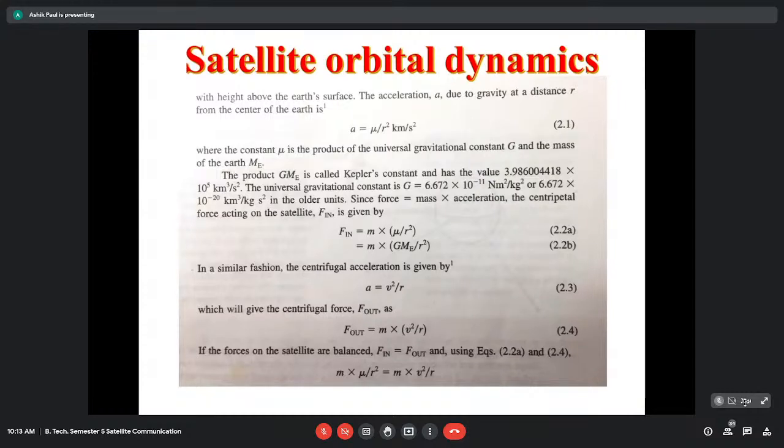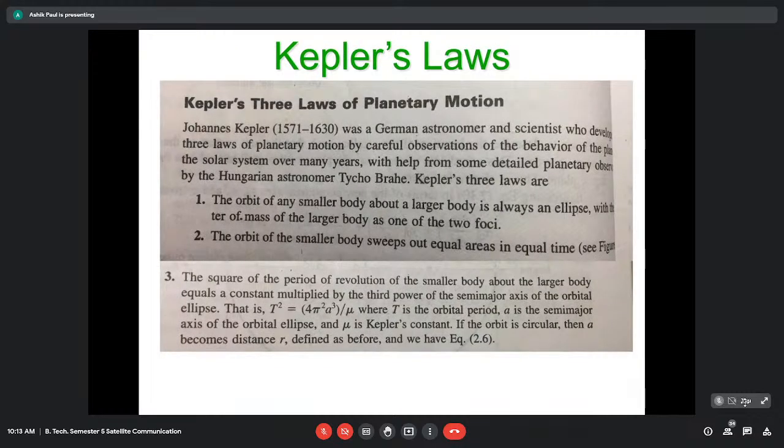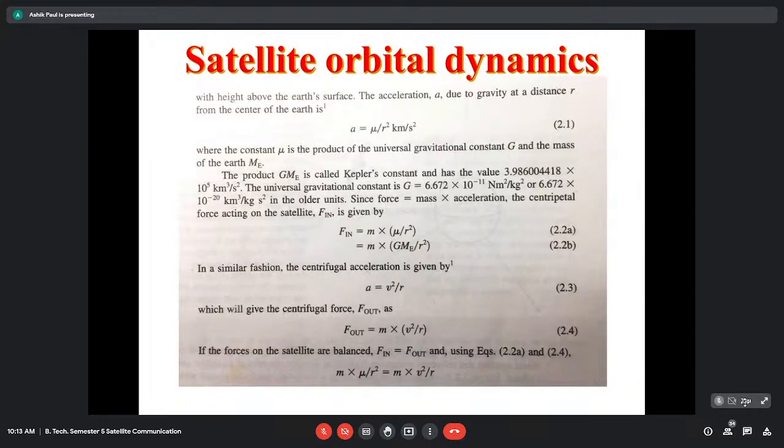So, what we can understand is that this mu is actually the product of the universal gravitational constant. Mu, as we had defined here, is Kepler's constant. So Kepler's constant is equal to the product of the universal gravitational constant capital G and the mass of the Earth. This Kepler's constant has a value of about 3.986 into 10 to the power 5 kilometer cube per second square. And we already know that the universal gravitational constant G is equal to 6.67 into 10 to the power minus 11 Newton meter square per kg square.